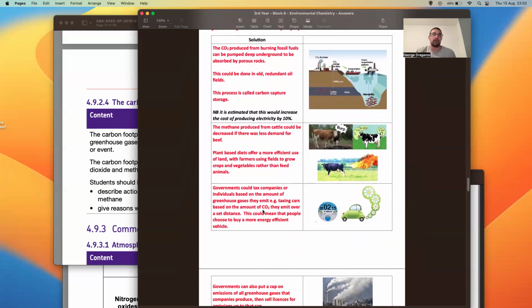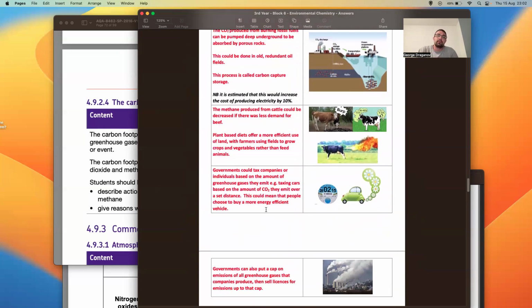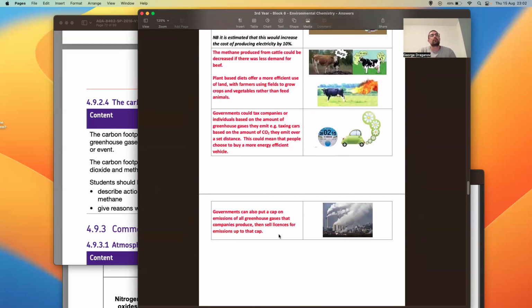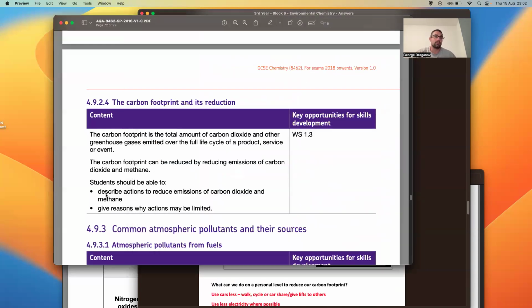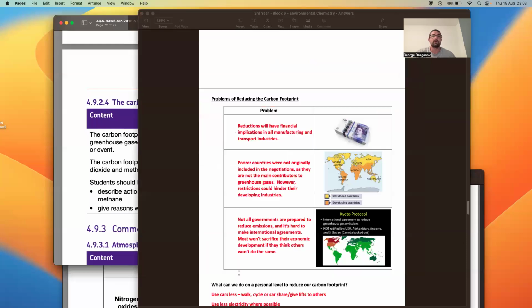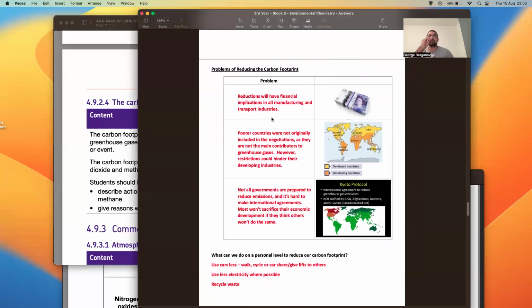Next, government could provide tax, which they do in London, depending on the age of your car and its CO2 emissions. So you have to buy a different vehicle. And you can also put a cap on how much CO2 factories can produce. Again, that requires international cooperation as well. Problems of reducing carbon footprint. So that's this bit here, why actions may be limited. So this is the last section of this.